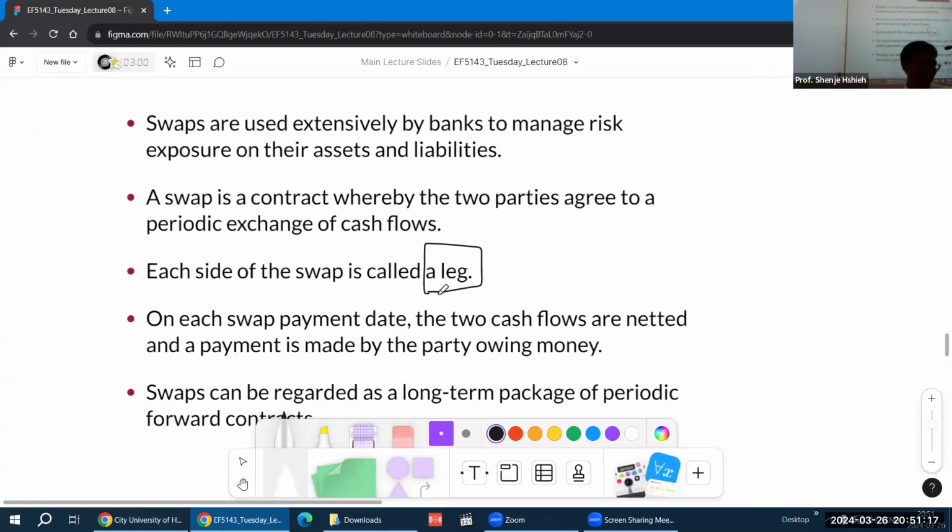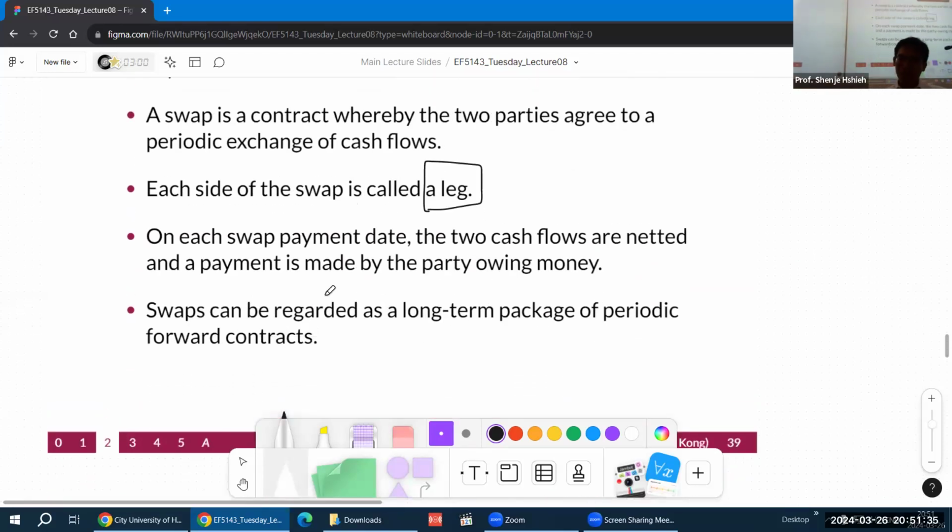That leg would be called a variable leg. The fixed leg is called a fixed leg. That's how we usually use the terminology. If it's different currencies, but fixed for fixed, we use the leg to denote the type of currency. So if it's US dollars, then it's the US leg. Japanese yen is called the Japanese leg. Okay.